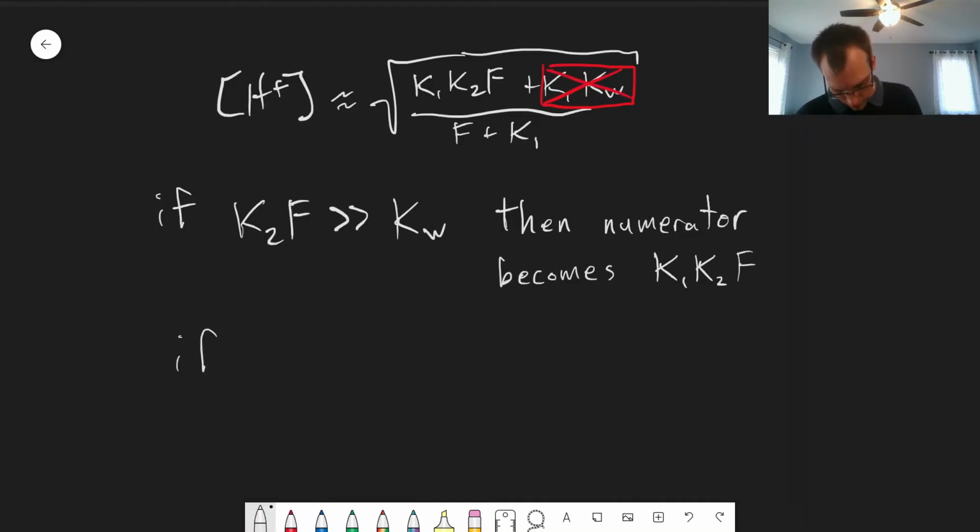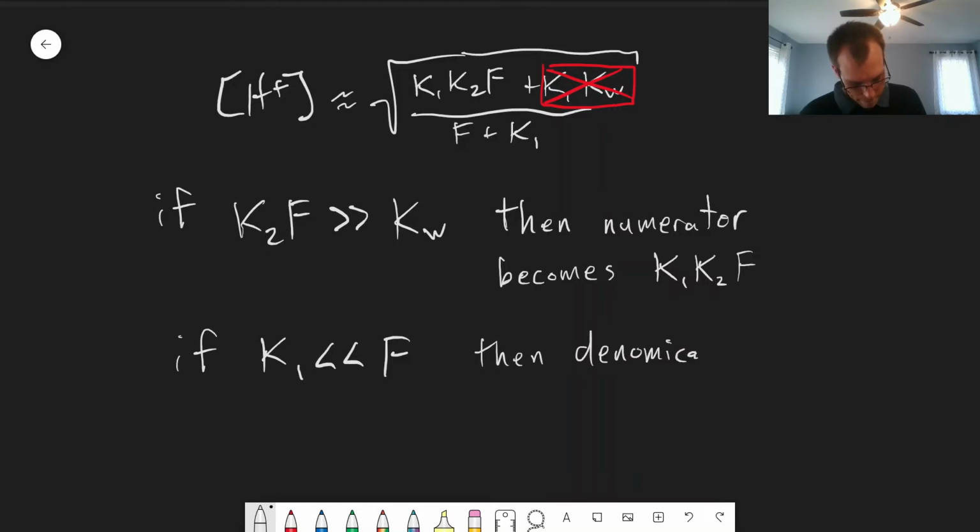And if K1 is much, much smaller than the formal concentration, then the denominator can be simplified. Becomes just K1, becomes just F, because K1 is small. We can take this second term, and this one will go away.